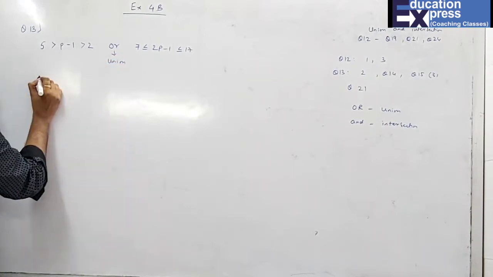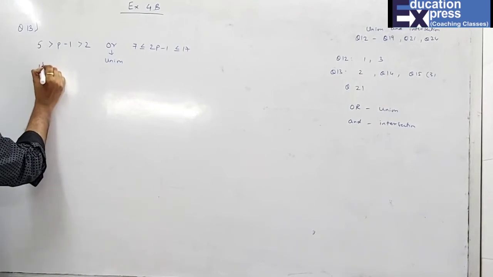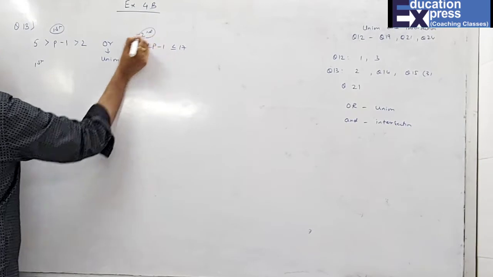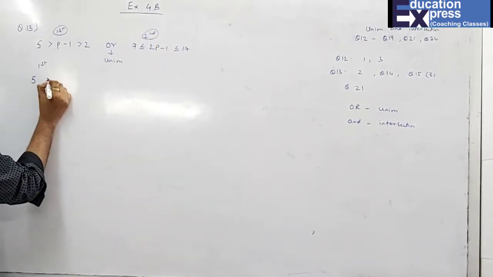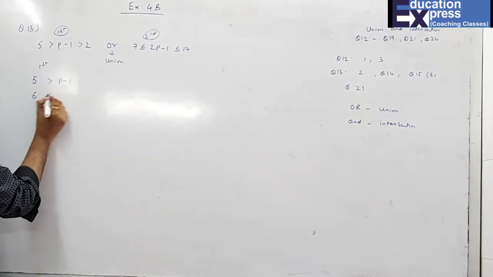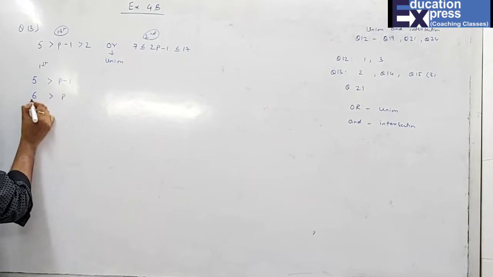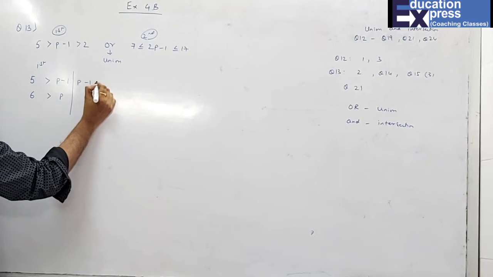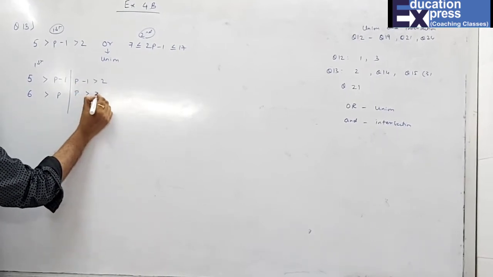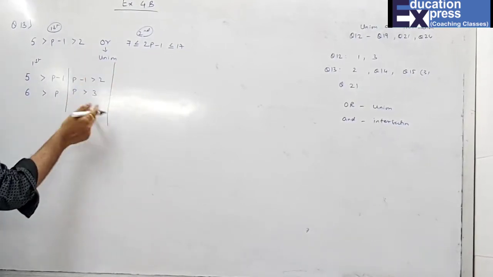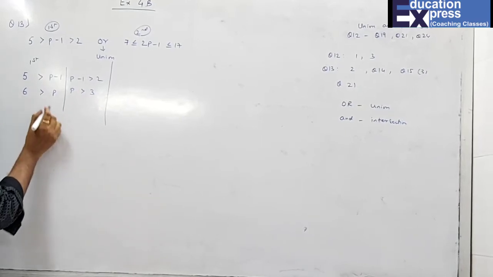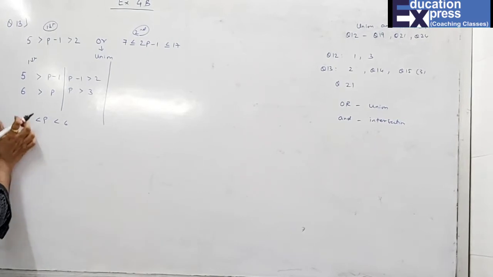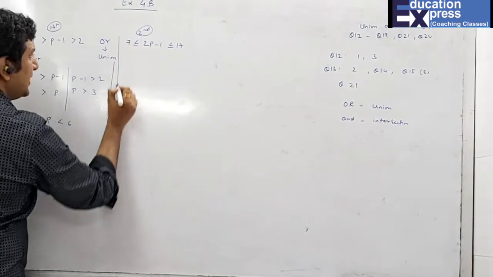So first of all, I'll solve the first line and the second line. The first is 5, minus 1 will come here, 5 plus 1 is 6, so p is less than 6, and the second part, p minus 1, so p is more than 3, minus 1 is plus 2. So p is less than 6 and more than 3. The first number line is available. Now I'll go for the second one.